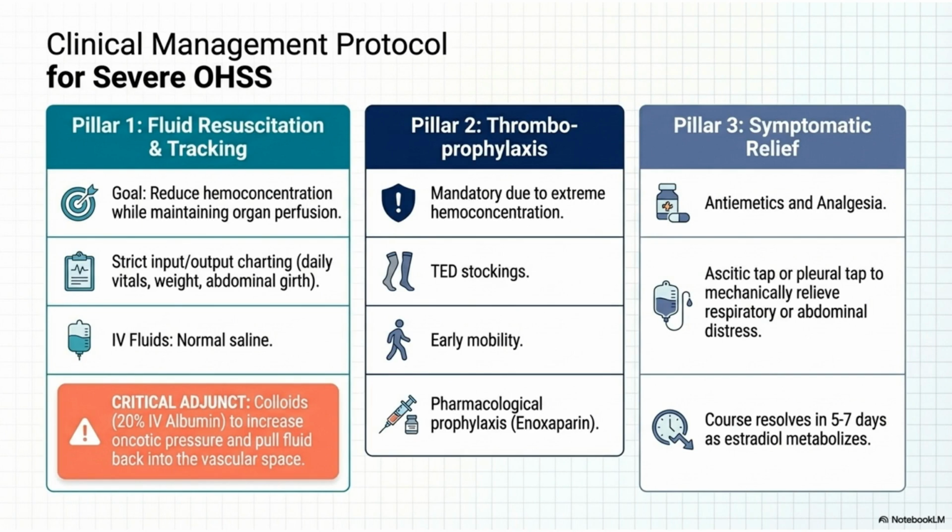Clinical management for severe OHSS involves 3 main pillars: fluid resuscitation and tracking, thromboprophylaxis, and symptomatic relief. A critical adjunct is the use of colloids, such as 20% IV albumin, to increase oncotic pressure and pull fluid back into the vascular space.